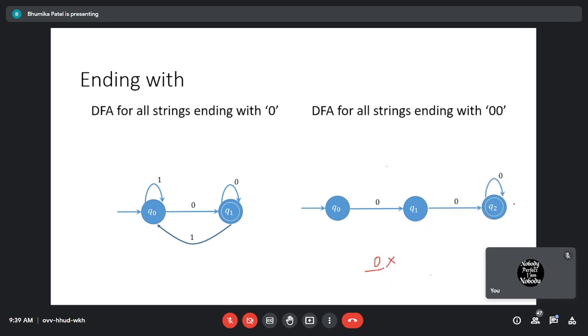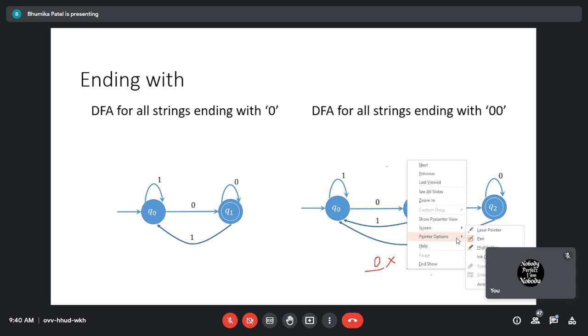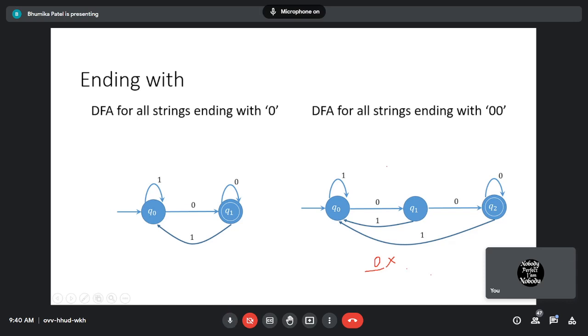So now for 0 on Q2 it will be a self loop. For 1 on Q0 it is allowed. My string can start with any number of ones, and it will always end with 0 0. For Q1 on 1 it goes to Q0, and for Q2 it will also be on Q0. Does everyone understand? Any doubts?